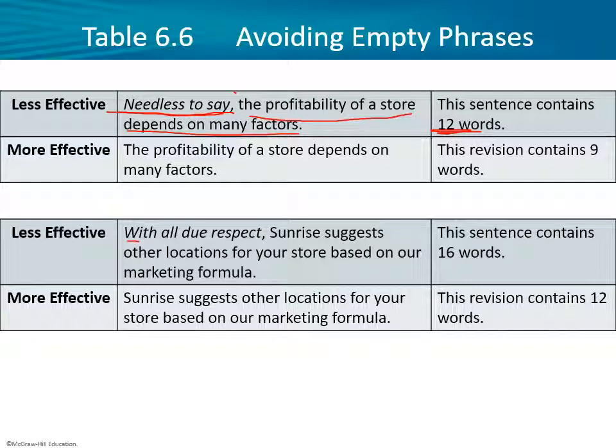Let's see, what do we have here? With all due respect, Sunrise suggests other locations for your store based on our marketing formula. So we don't need to say with all due respect. Some of my favorites are when somebody says something like, in all honesty, or honestly, comma. You kind of wonder, well, does that mean everything else you said has been dishonest? Or another one is, in my personal belief, blah, blah, blah. So I always say, well, if it's personal, then why are you putting it into an essay? Shouldn't personal information be kept personal?